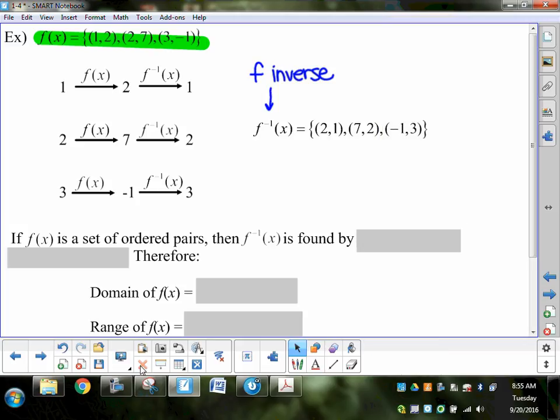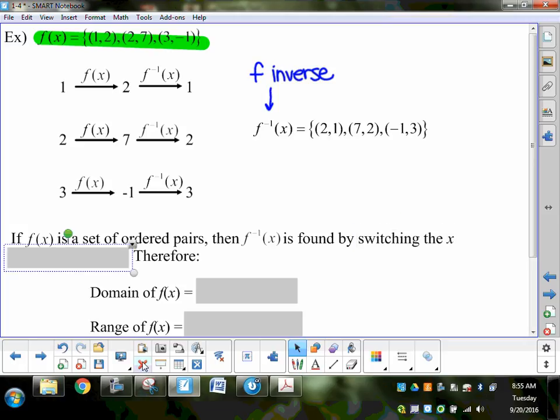All you're doing is switching the x and the y. The x's are referred to as the inputs or the what? What's synonymous with an input? What's the other word for it? Starts with a D? Domain. And the output is the range. So if f of x is a set of ordered pairs, then the inverse is found by going through and switching the x and the y coordinates.